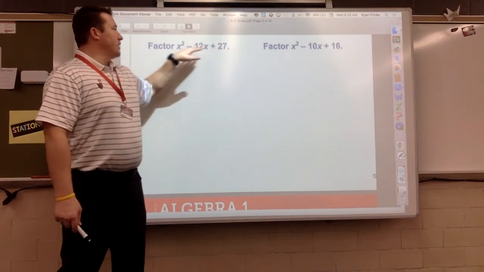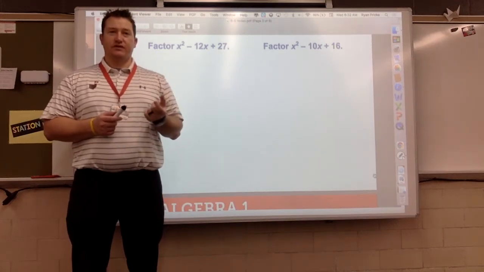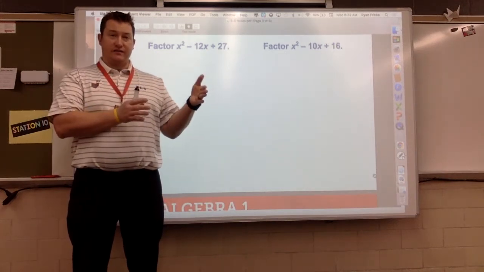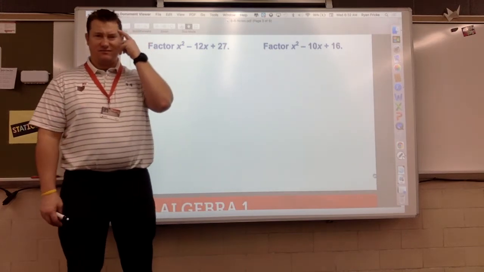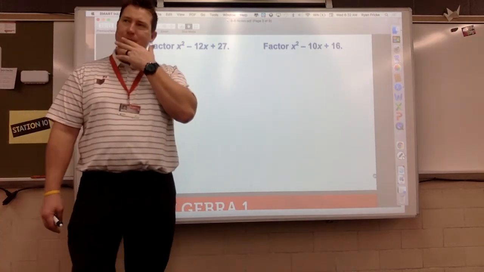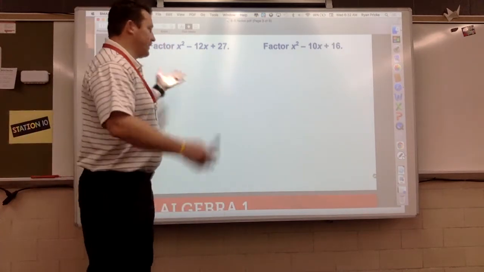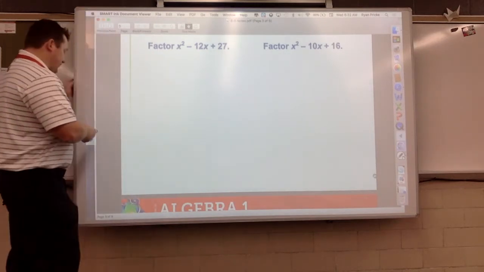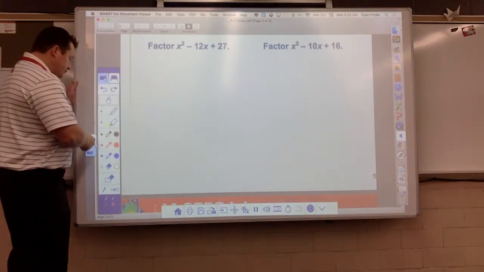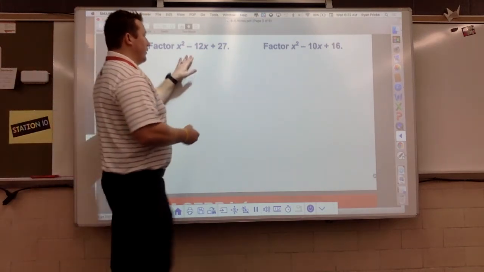So how are we going to get two numbers to multiply to a positive, but when we add them, they add up to a negative? Somebody out there said it. Yeah, they both have to be negative numbers. That's the only way. Two positive numbers would add up to another positive. However, two negative numbers clearly would add up to a negative.